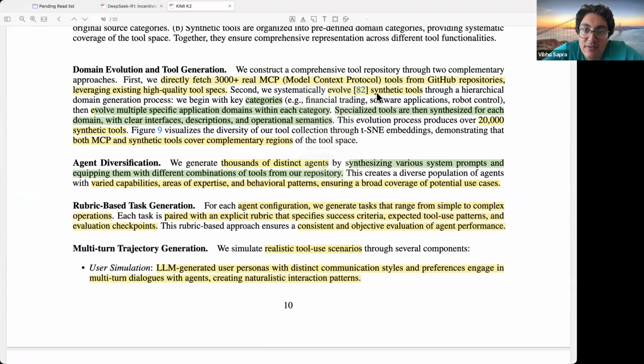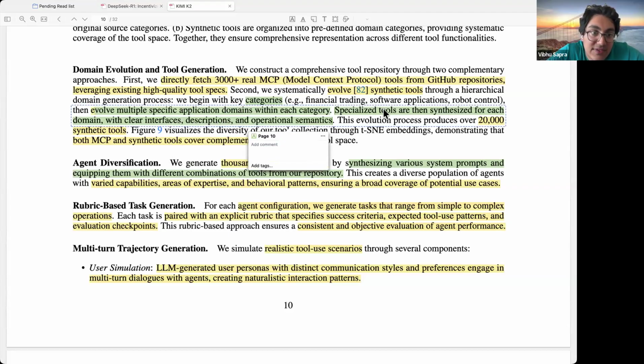Second, we systematically evolve synthetic tools through a hierarchical domain generation process. We begin with key categories. So they basically have a categorizer that categorizes different tools in different domains. They start with that. So then we evolve multiple specific application domains with each category.